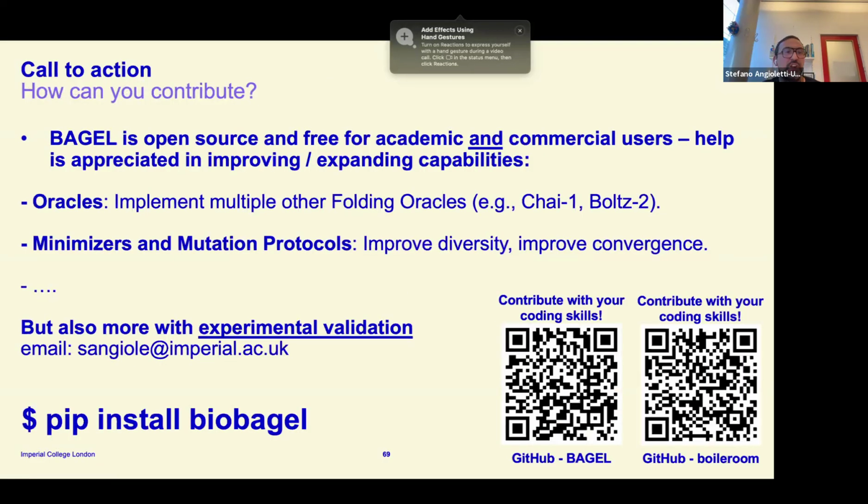Okay, future direction and how to contribute. As I said at the beginning, Bagel is an open source package. It's free for academic and commercial users. Please go on the website and have a look at the code. If you want to contribute with your coding skills, you're more than welcome. There is a series of GitHub issues that you can contribute to. Basically, we'd like to implement multiple folding oracles, different types of minimizers, and different types of mutation protocols. There is a lot of work to do. Obviously, if you're interested in experimental validation of some of our designs, we are more than happy to talk about it.